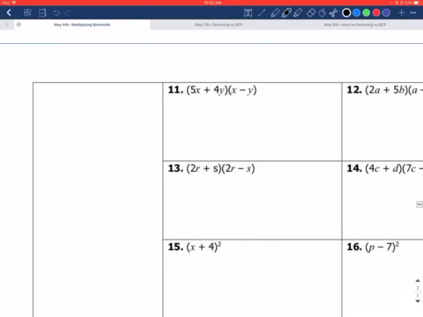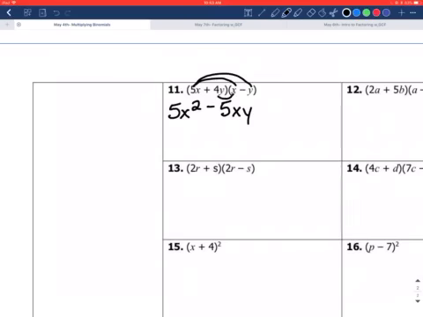So number 11, we will distribute the 5x, and that will be 5x squared. And now we are multiplying where we have two different variables. Anytime you multiply with two different variables, all you do is write them next to each other. So that is going to be a negative, but we're going to write them in alphabetical order. Don't put yx, make sure you put xy.